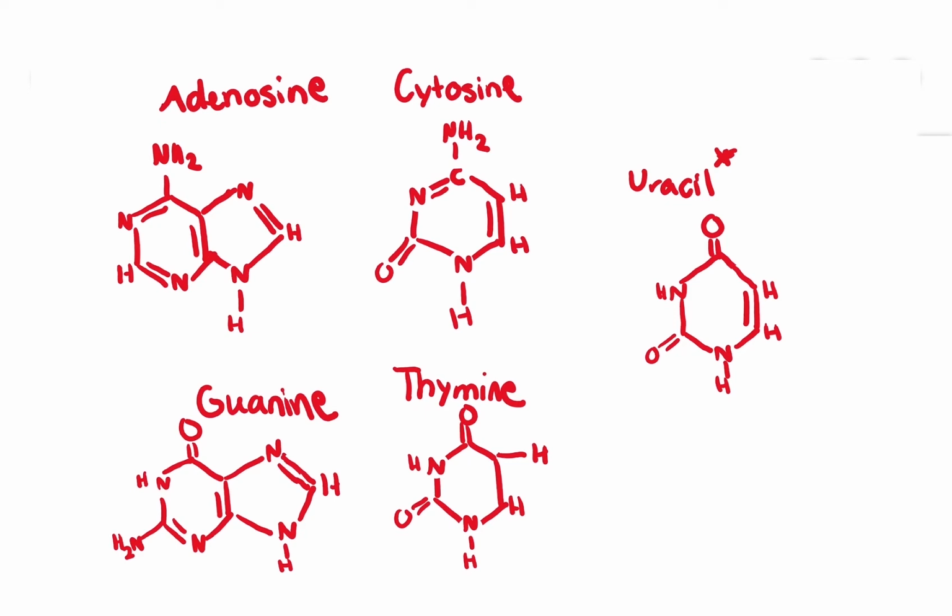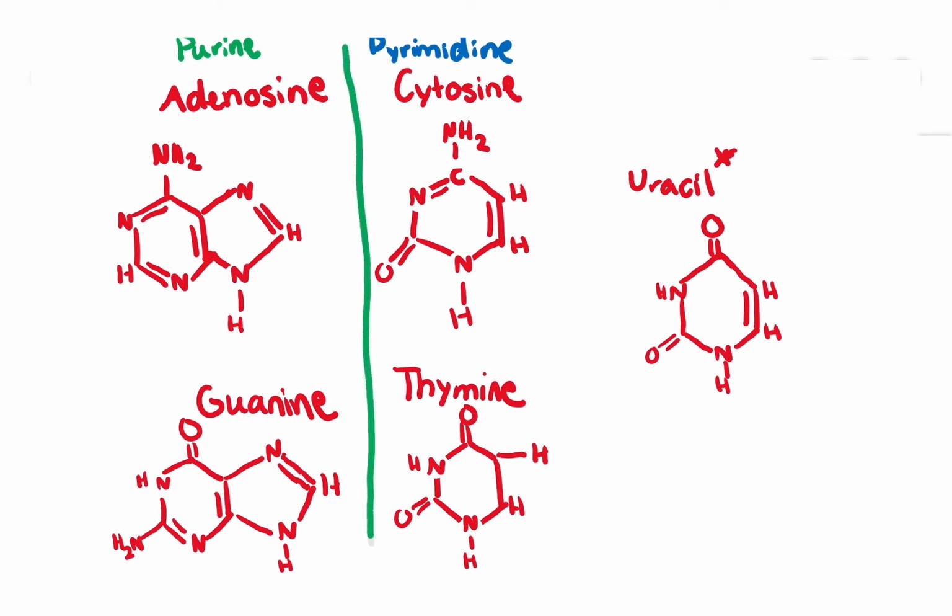There's 2 classes. You have pyrimidines. And you have purines. So again, I'd like you to take a second to try and see the difference between these 2 subclasses, and when you come back, I'll be giving you the answer to this question.